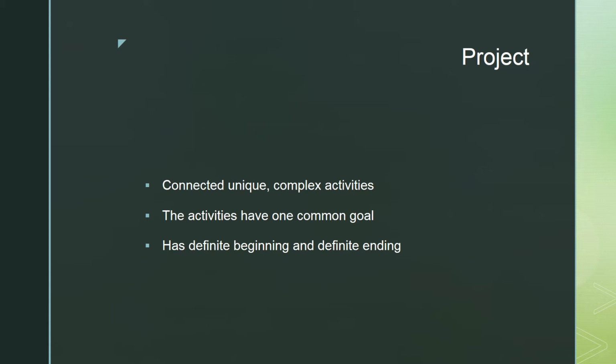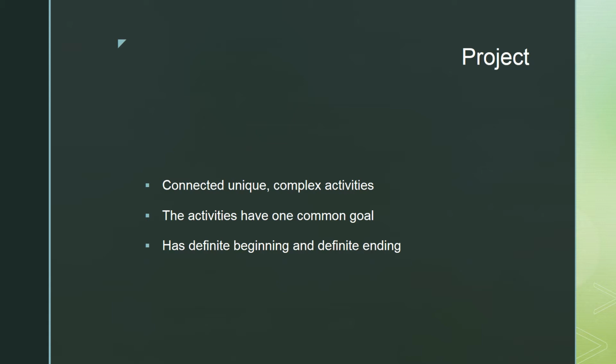So, number one, the activities must be unique. Number two, they tend to be complex. Number three, maybe most importantly, these activities must have a common goal. So activity 1, activity 2, 3, 4, 5, all these combined together in a series must aim at a common goal. The end goal must be the same. Activity 1 is working towards the end goal. Activity 2 is working towards the end goal. There is a common goal.